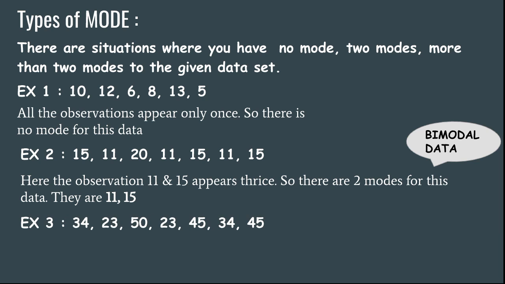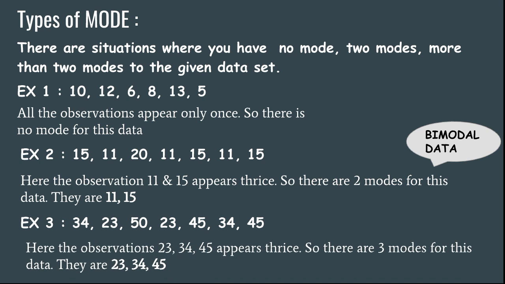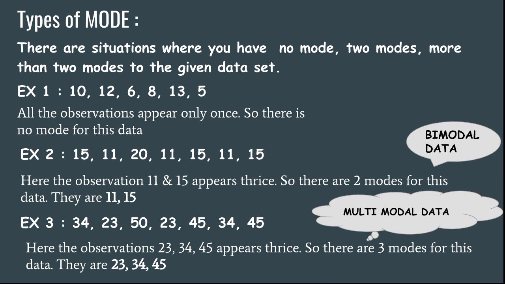And let us see one more example. 34, 23, 50, 23, 45, 34 and 45. We can see here 23 is being repeated twice, 34 is being repeated twice and 45 is also being repeated twice. So therefore here the observations 23, 34 and 45 appear twice. So there are three modes for this data. They are 23, 34 and 45. Such kind of data is called multimodal data.